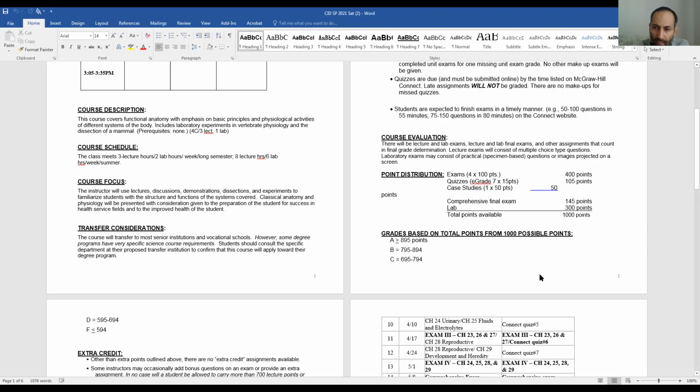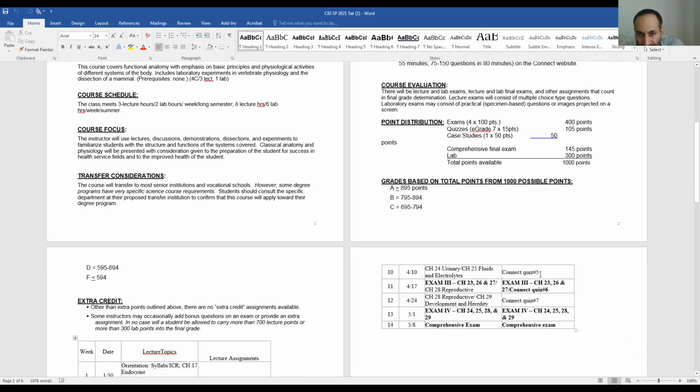So your letter grading, as you can see here: to get an A, you have to score at least 895 points out of 1,000 or higher. 795 to 894 would be a B, 695 to 794 would be a C, then 595 to 694 would be a D, and a total score out of 1,000 of less than 594 points is not considered a passing grade, as you see here.